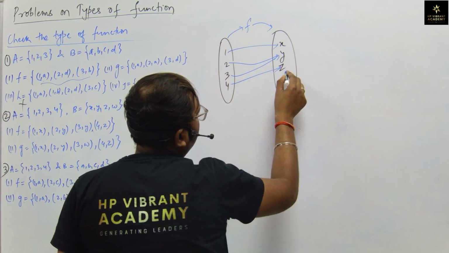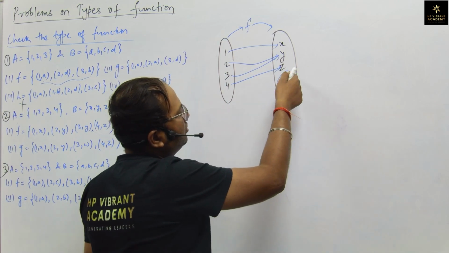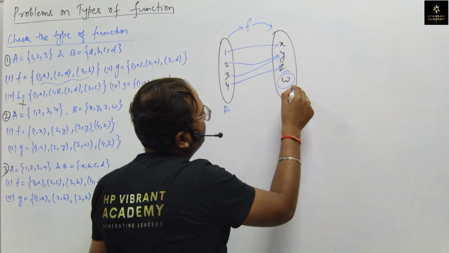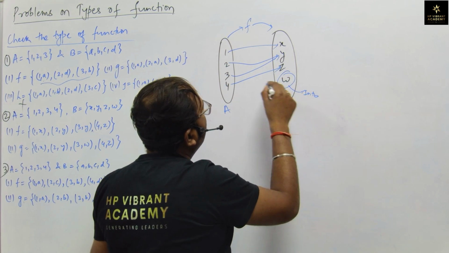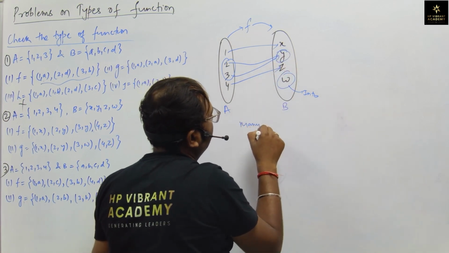Since W is not having any pre-image in set A, this is into, and many elements are getting mapped to a single element, so this is many one into.